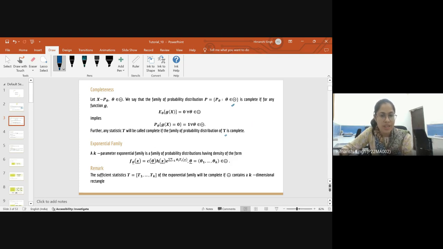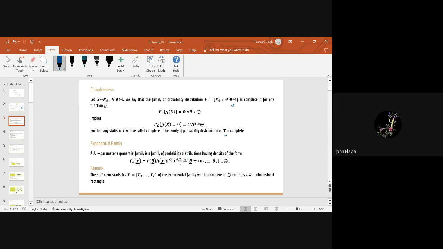Apart from this, if I consider the exponential family, the majority of the distributions which we have discussed belong to this exponential family. So in a broad sense, the exponential family is a family of probability distributions where the density is given in this form, that is c(theta) h(x) exponential of summation i going from 1 to n theta_i t_i(x).